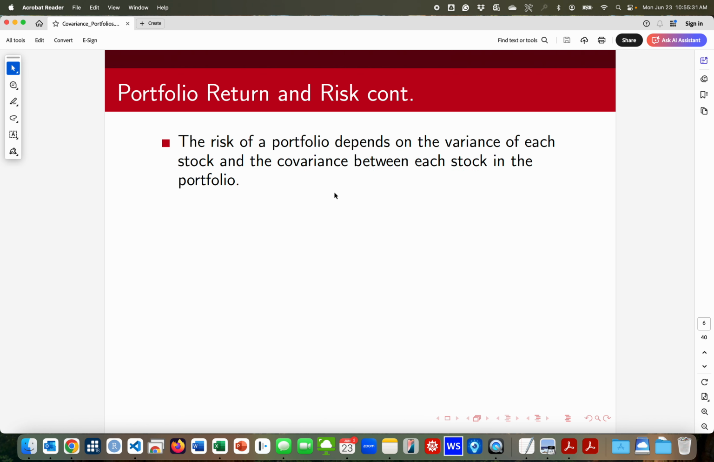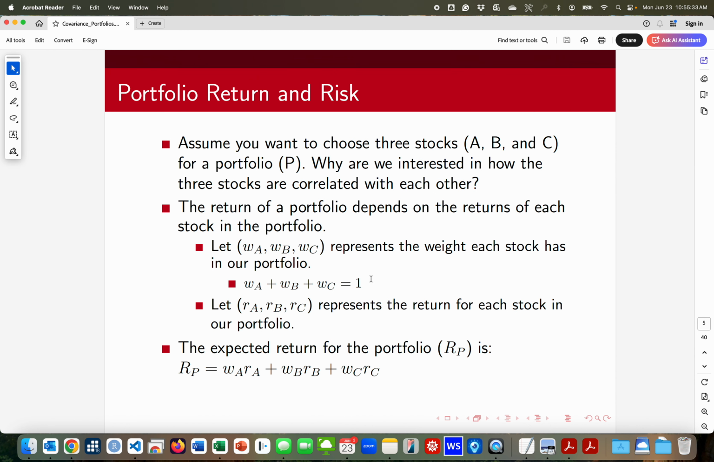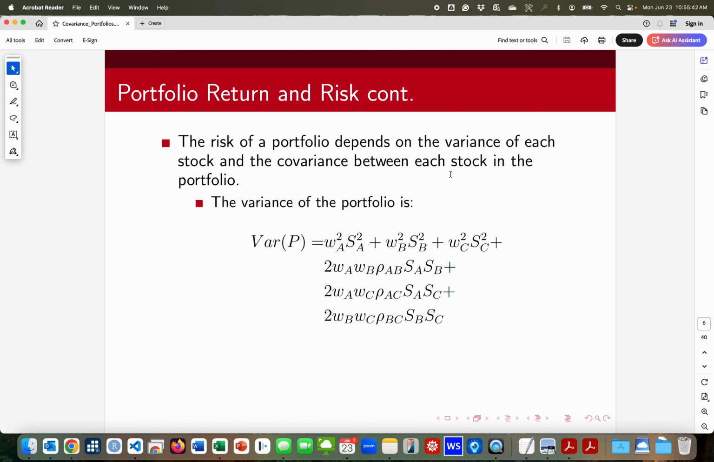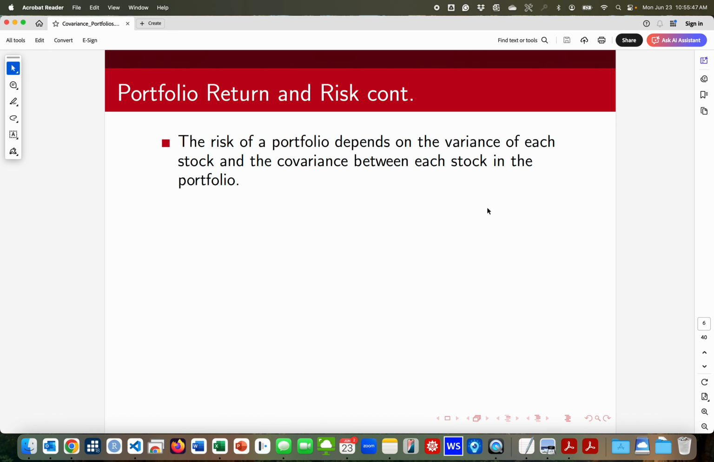This is where we have to think about the relationships among the variables. So return is easy. It's just a weighted average of the individual returns. But for the variance of a portfolio, it's a lot more complicated, and we're going to see, let me actually back up one second here.